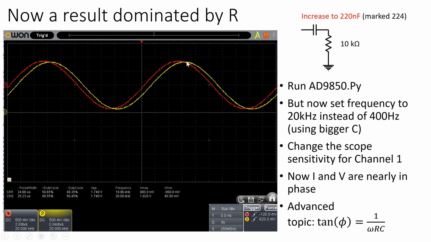You'll see if you look at the advanced topic, the math for this class, that the tangent of the angle between current and voltage in a circuit like this, tan phi, is given by 1 over omega RC, and this still is not quite large enough to have these two lined up.